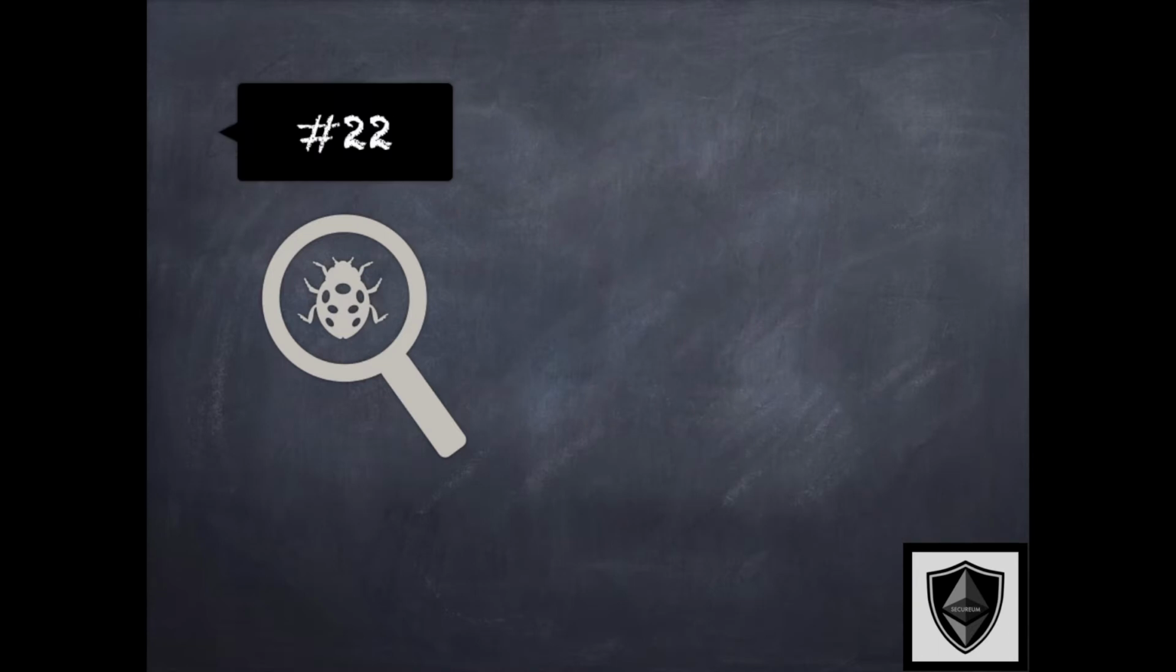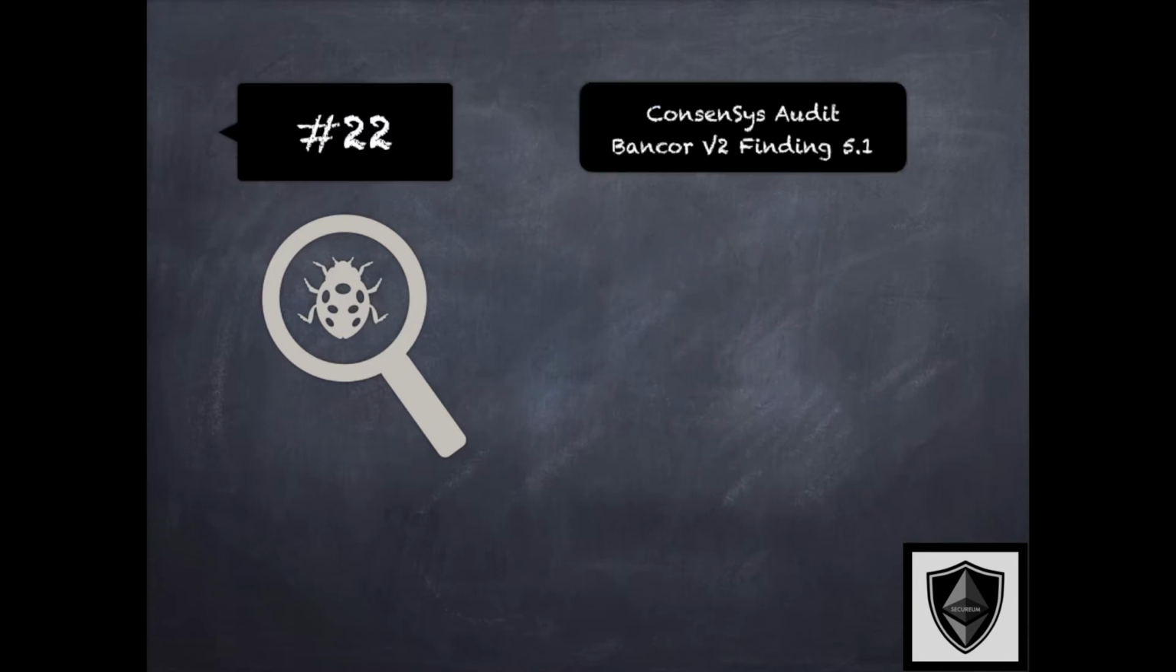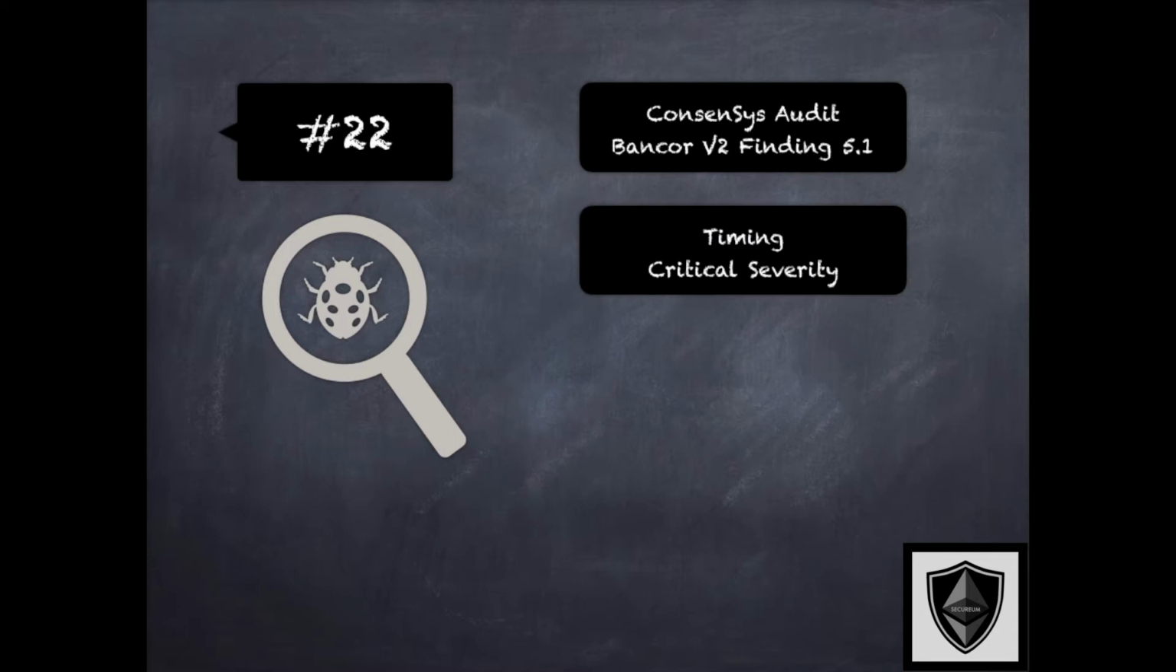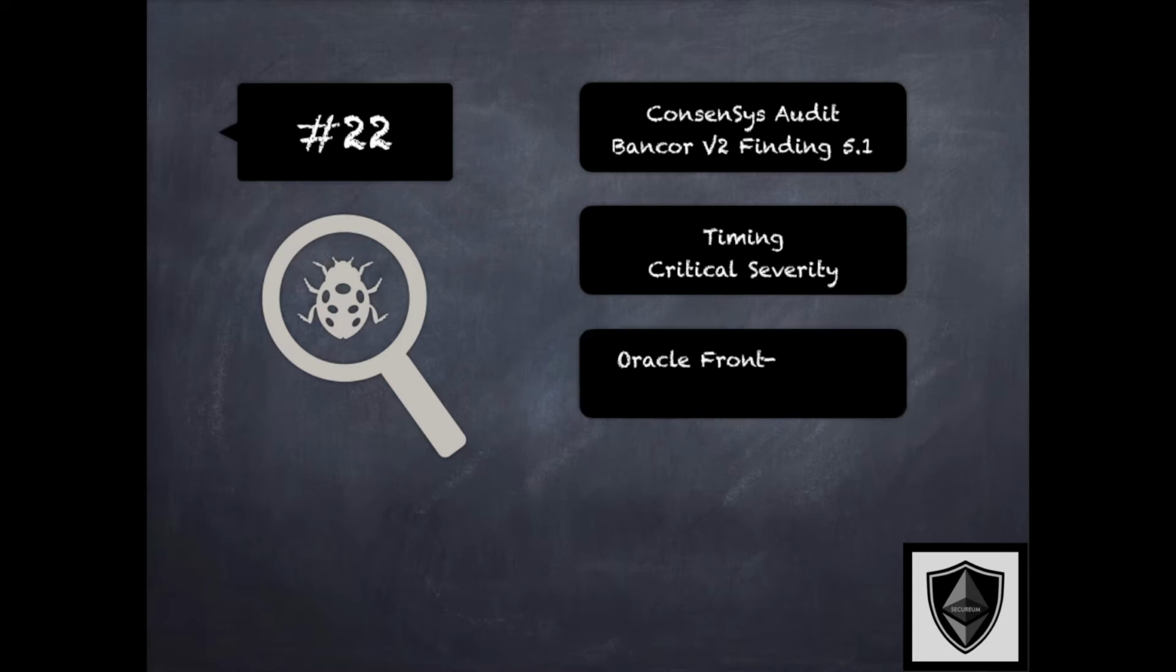Number 22 is a finding from consensus diligence audit of Banker V2 protocol, where it was a critical severity finding related to the timing category. This issue was about Oracle updates that could be manipulated to arbitrage rate changes by sandwiching the Oracle update between two transactions. The attacker could send two transactions at the moment the Oracle update appeared in the mempool.